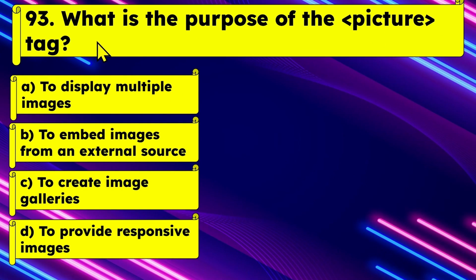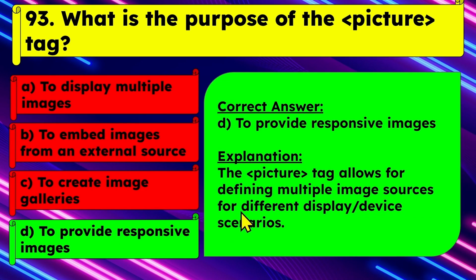Next question is, which is the purpose of the picture tag? Option A, to display multiple images. Option B, to embed images from an external source. Option C, to create image galleries. And option D, to provide responsive images. So here the correct answer will be option D. As you can see, the picture tag allows for defining multiple image sources for different display or device scenarios.